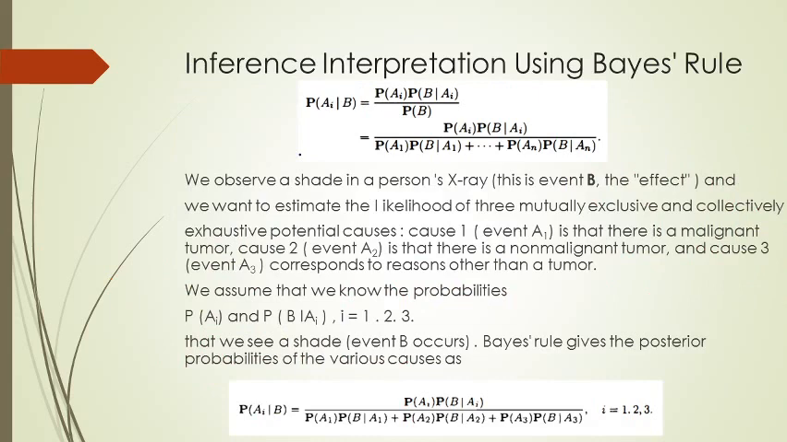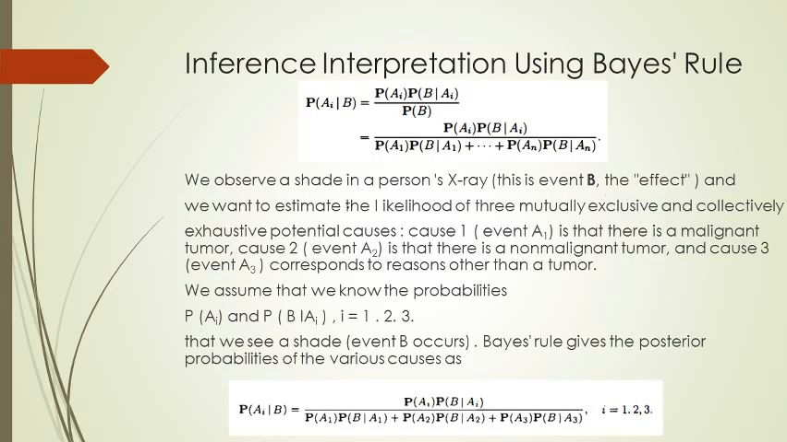Now let's check how we interpret the Bayes rule. Let's read this a little bit to understand the interpretation of the Bayes rule. We observe a shade in a person's X-ray. This is called event B. This is called the effect.